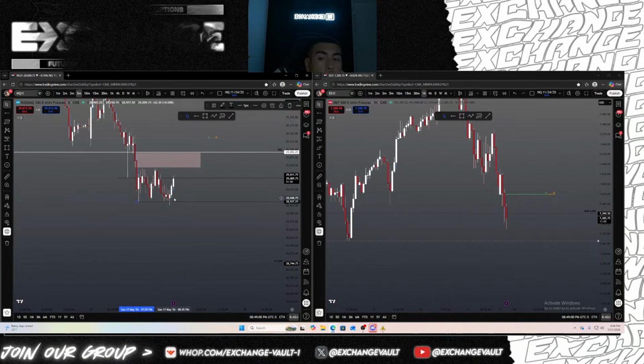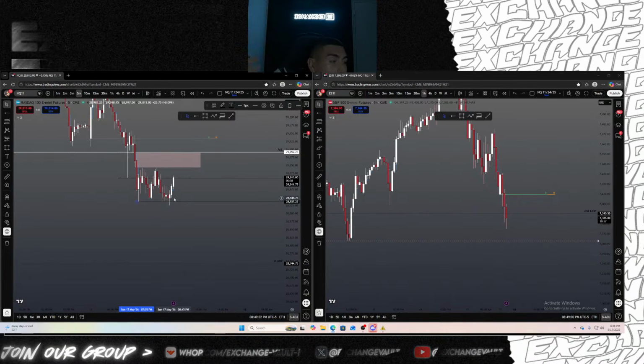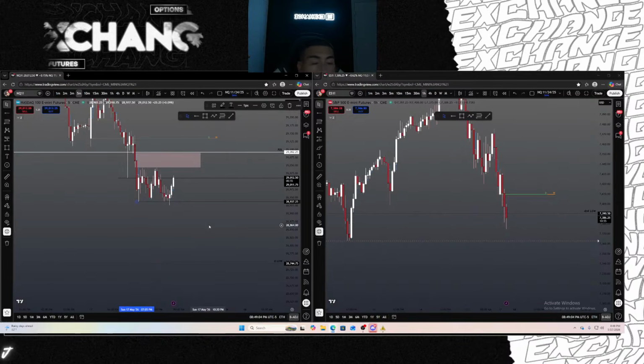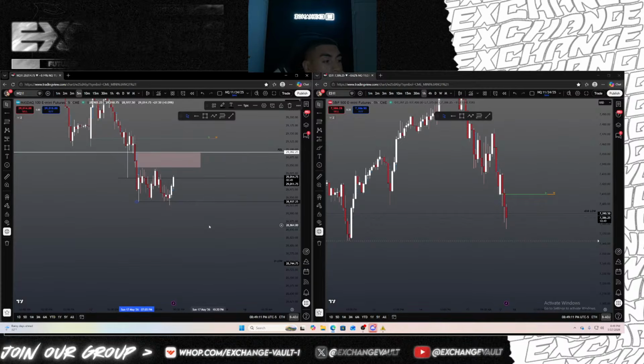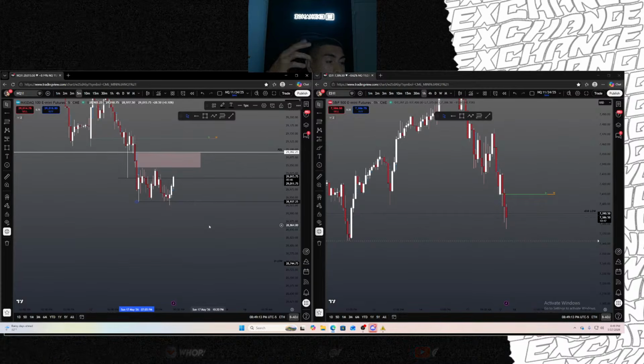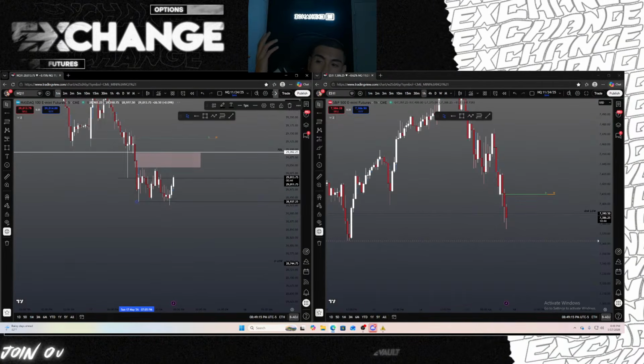But that doesn't mean you also just smack buys and long it just to long it. No, you have to wait for a confirmation. What does that mean? You have to wait for either a 5-minute, 1-minute, or 15-minute market structure shift to the upside to be able to validate the buy setup and to be able to minimize your risk. So let's go, for example, here.